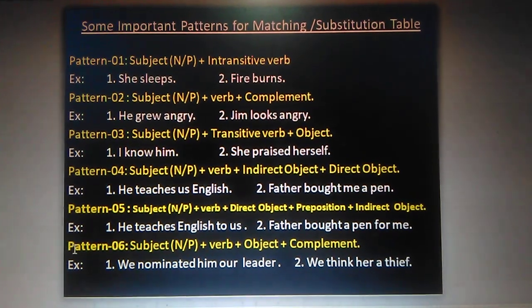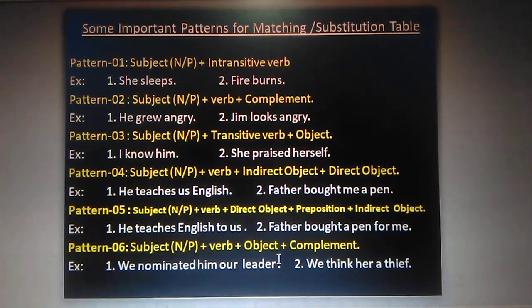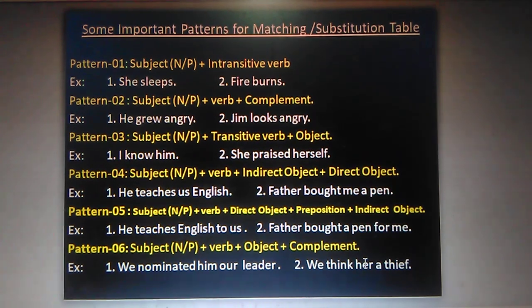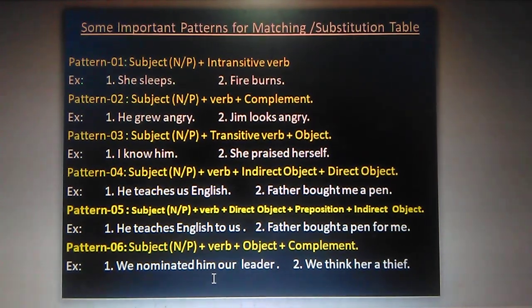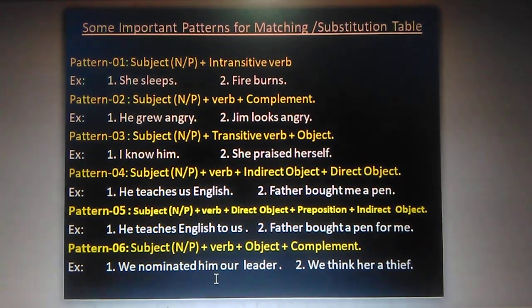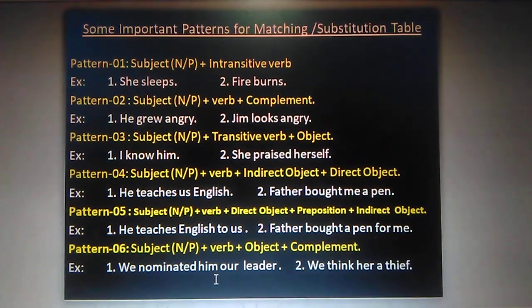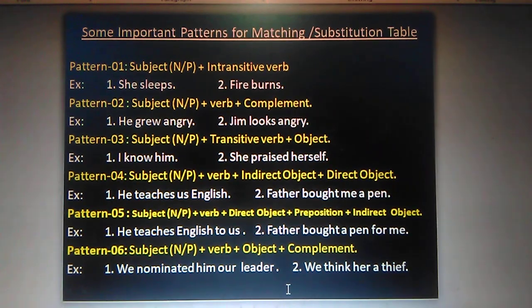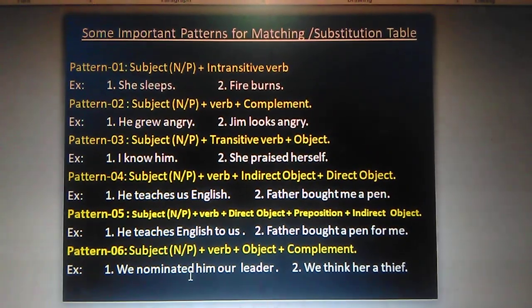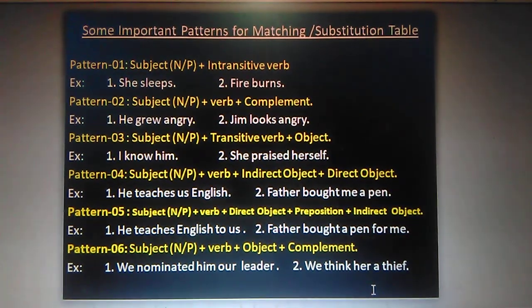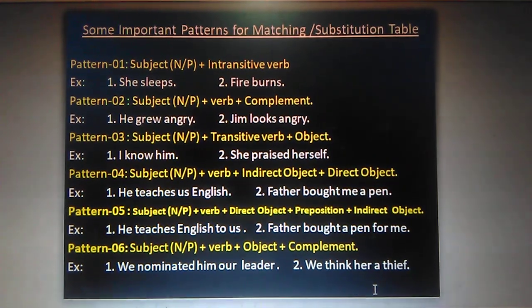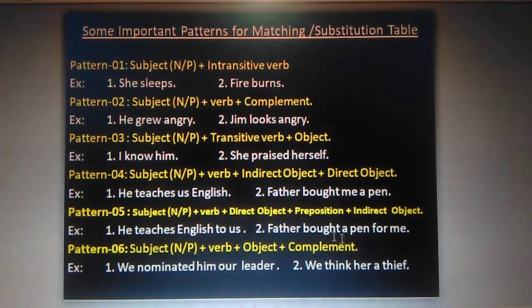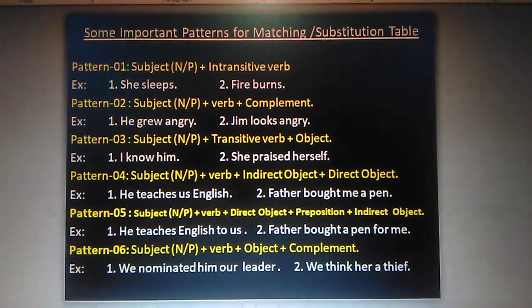Go for pattern 6. Subject plus verb plus object plus complement. We nominated him. We nominated whom? Him, our leader. Without this, the sentence is incomplete. That is why this is the complement for the verb nominated. We think her. We think her what? A thief. So, a thief is the complement for the verb think.